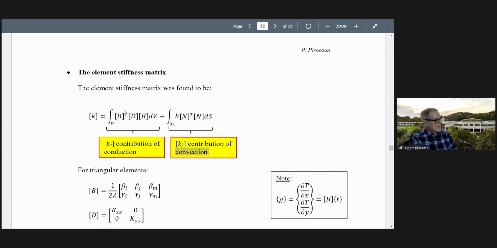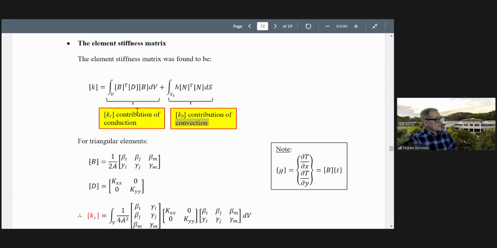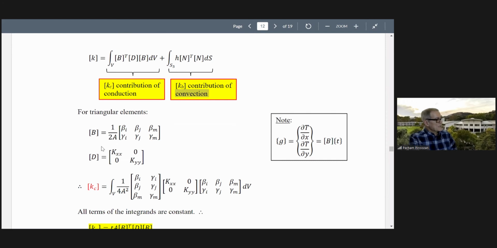Now, let's see what happens to these terms for this triangular element. To do this one, we need this B. Let's see what this B is. Remember before when we talked about one-dimensional, we defined this. G is temperature gradient. It is dT over dx. In 2D, it is dT over dx, dT over dy. This is temperature gradient. It is B times T.